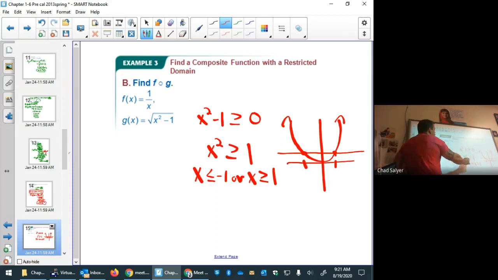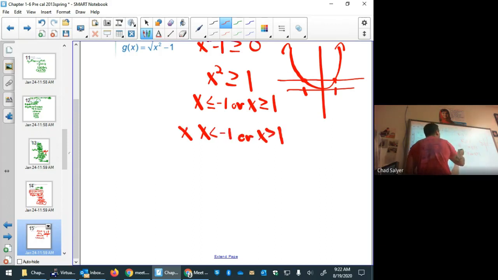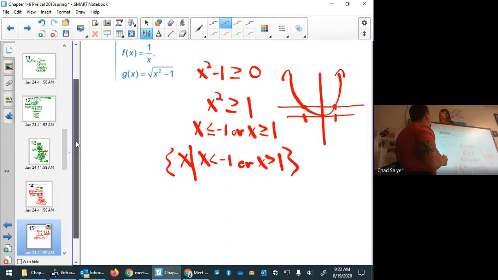So if I get rid of the or equal to part, it will satisfy both the needs of g of x, which are to have a non-negative under the root, and f of x, and that is that you cannot divide by 0. So the division by 0 is going to preclude the equal to part here. So x less than negative 1 or x greater than 1. That will be our domain for f of g of x.